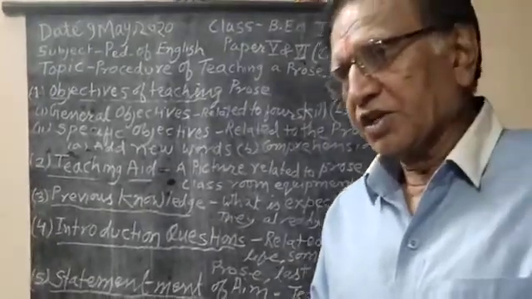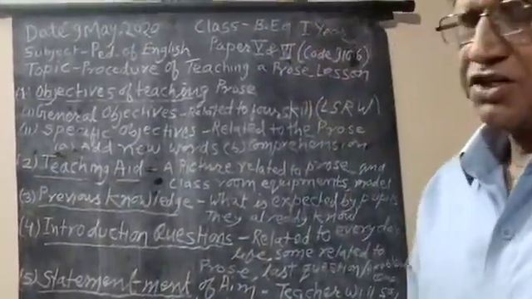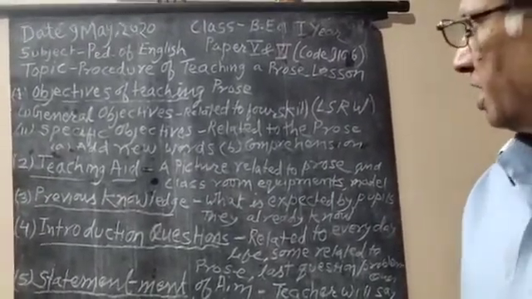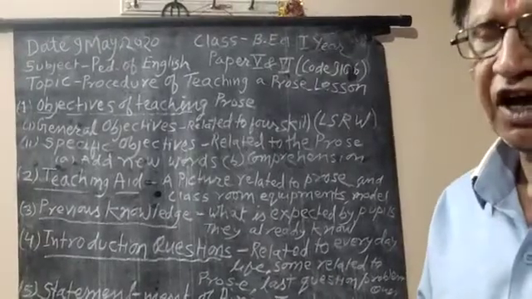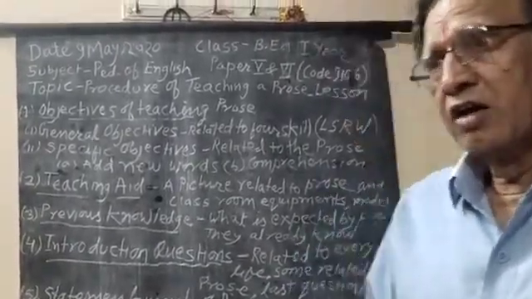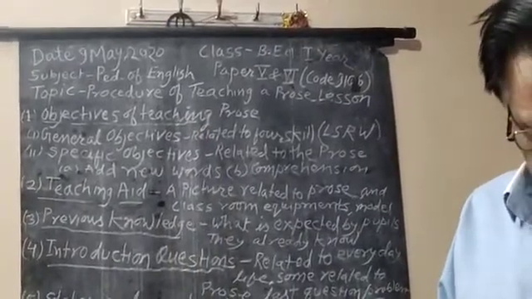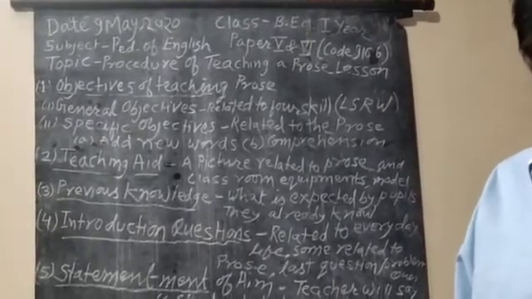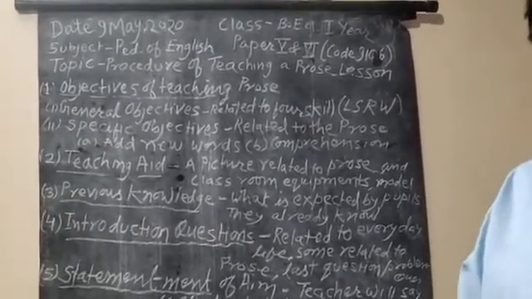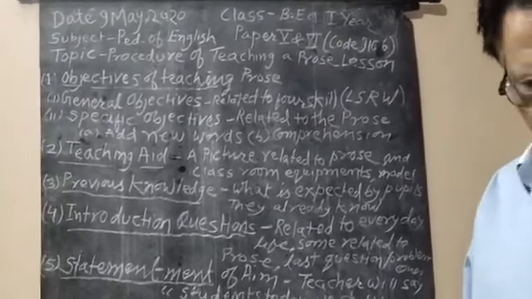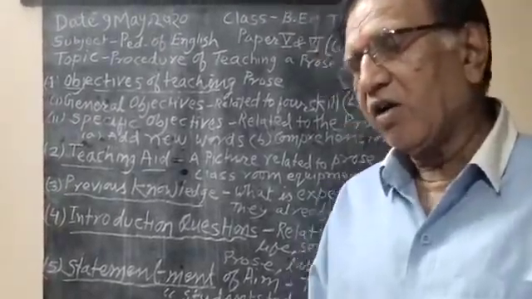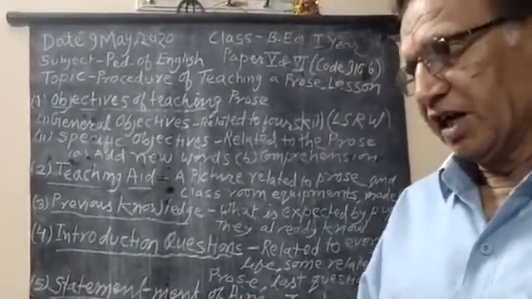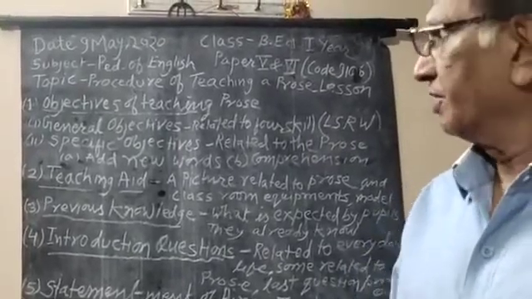listen concentrately. These are the general objectives which are almost same for all prose lessons. And specific objectives are related to the prose. They are like this: enable the pupils to read with correct pronunciation, to add new words in their vocabulary, to comprehend idea or central idea of the prose piece. In this way, these are the specific objectives.